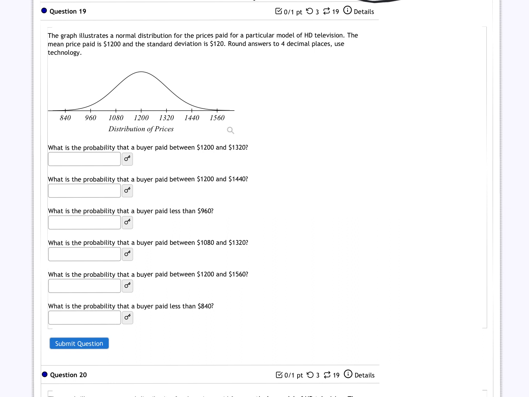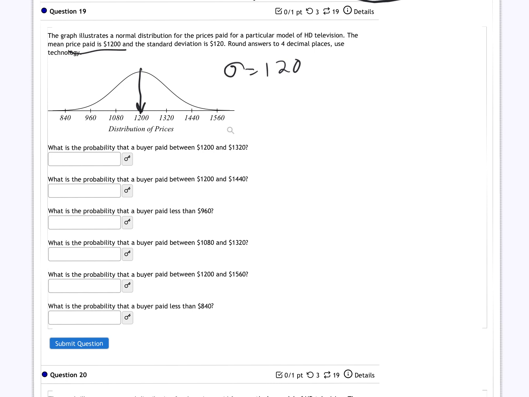This is problem number 19. So we've got this curve. We're looking at the prices of TVs. It tells us that we have a standard deviation of 120 and a median price of 1,200. Notice it's right in the middle of our curve.